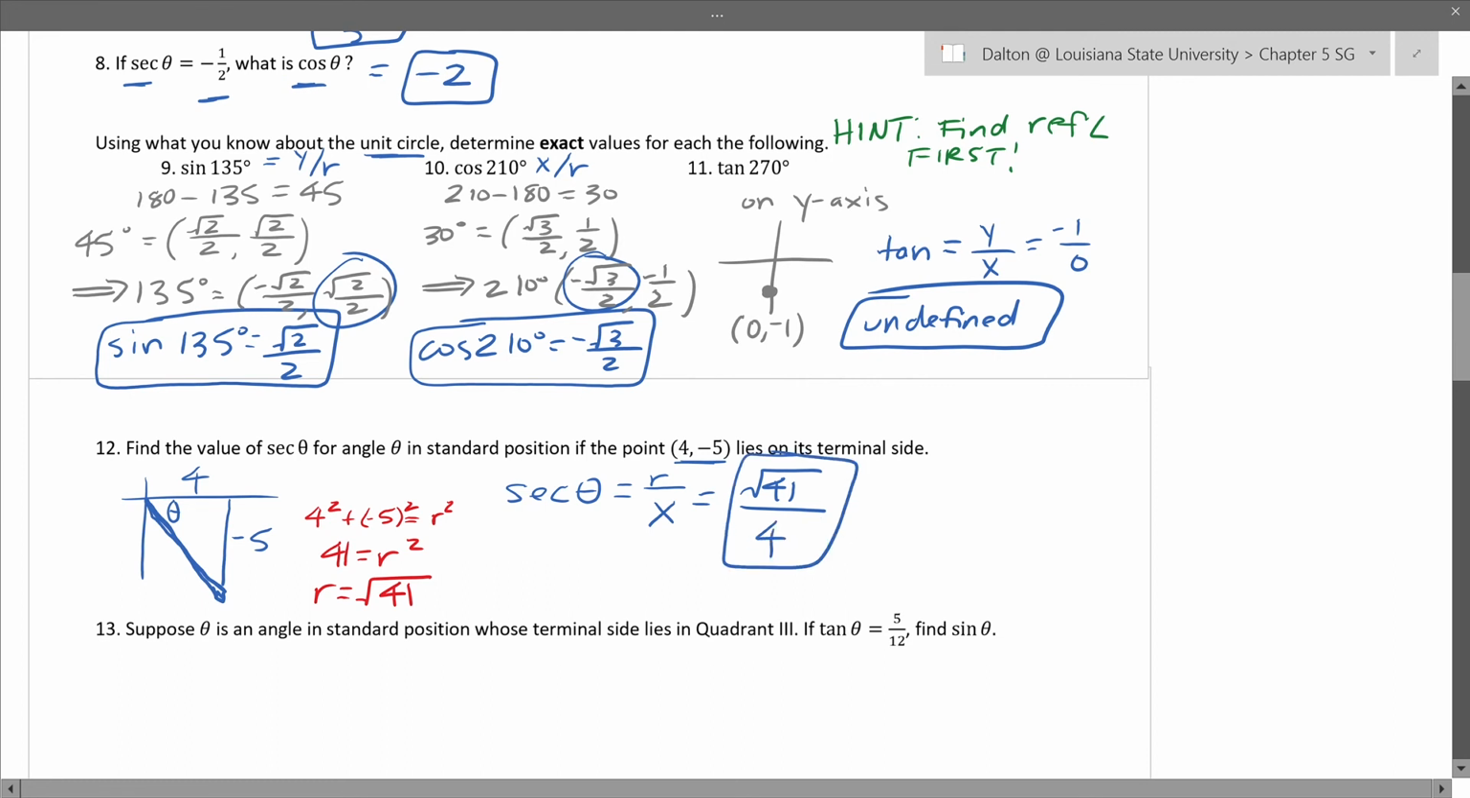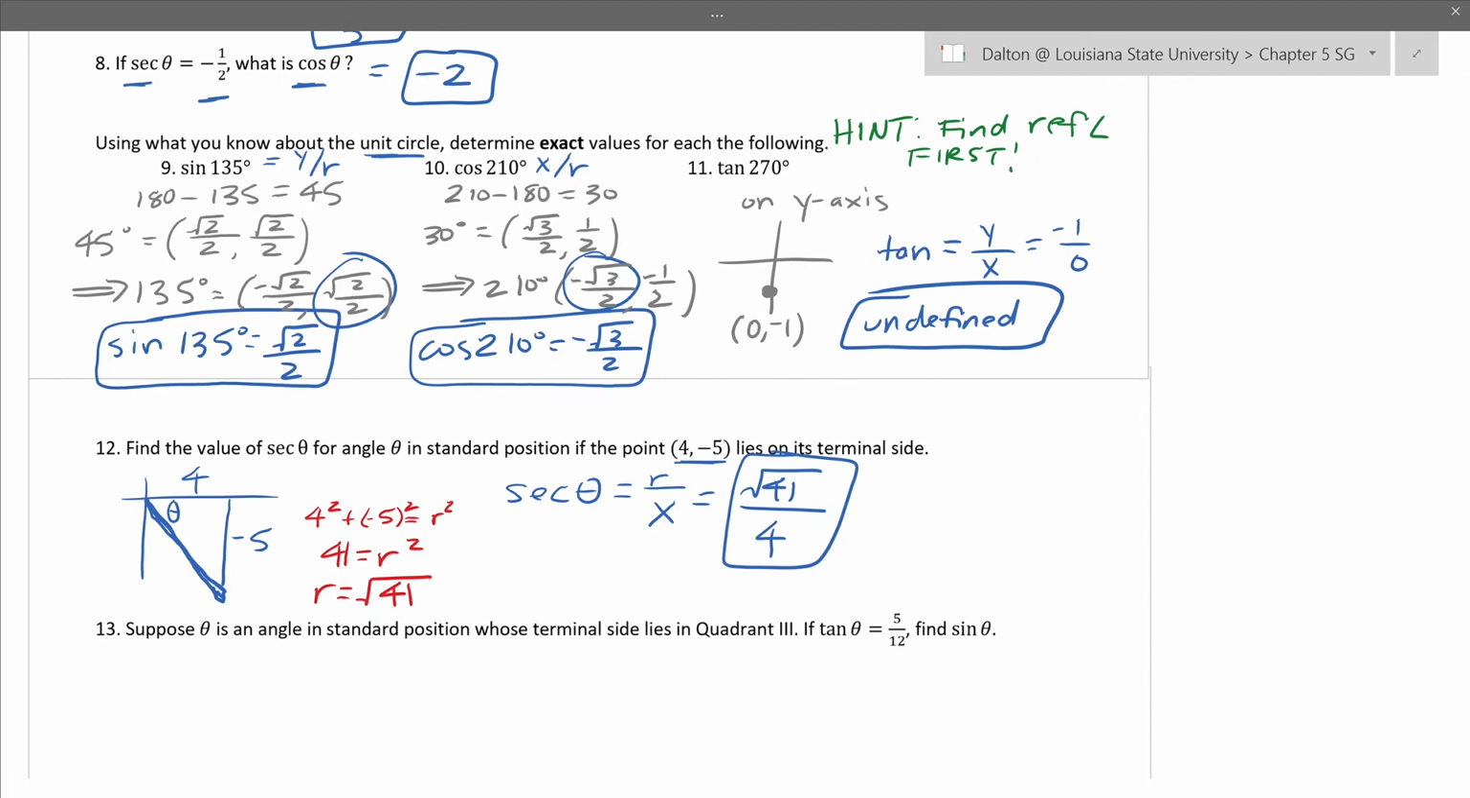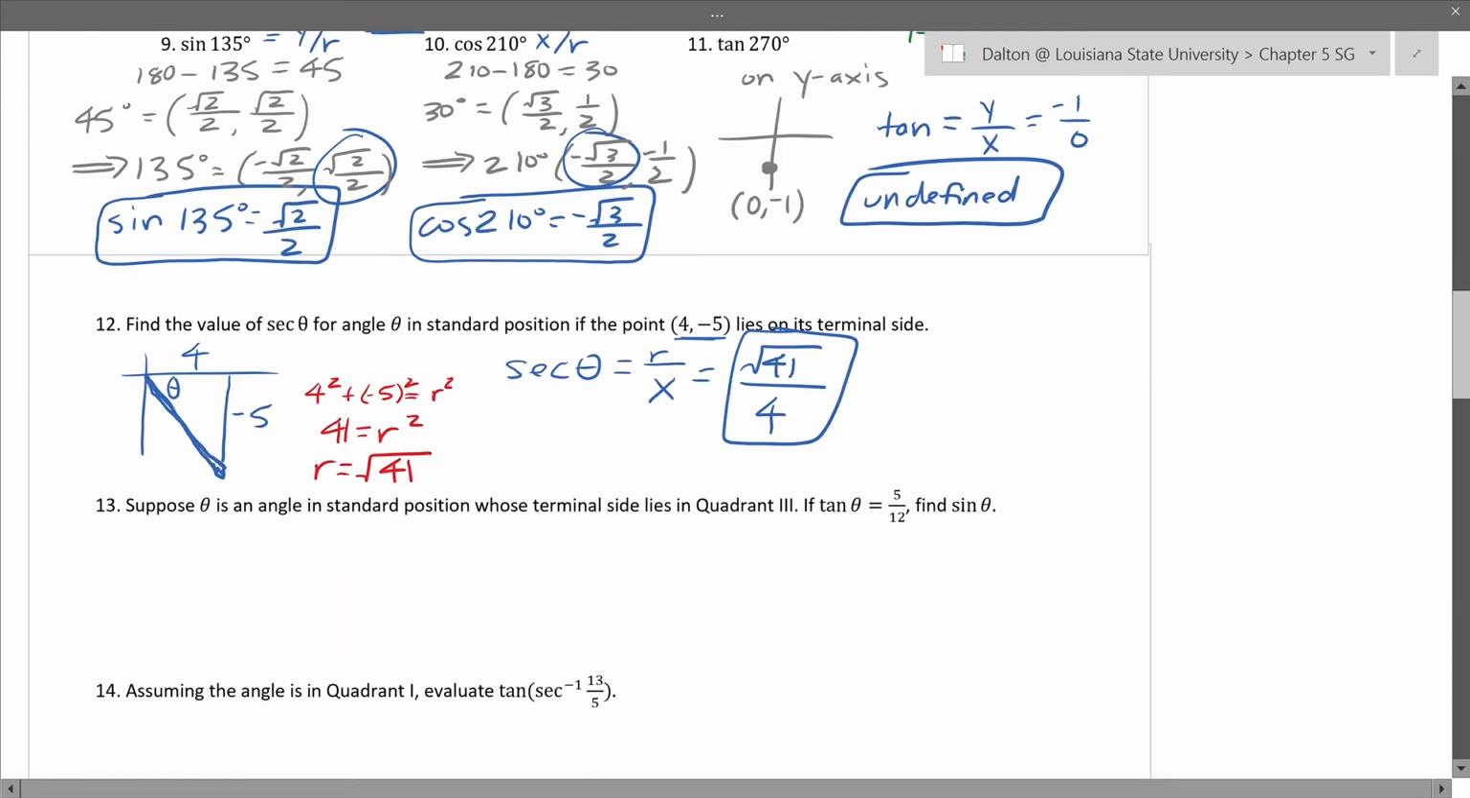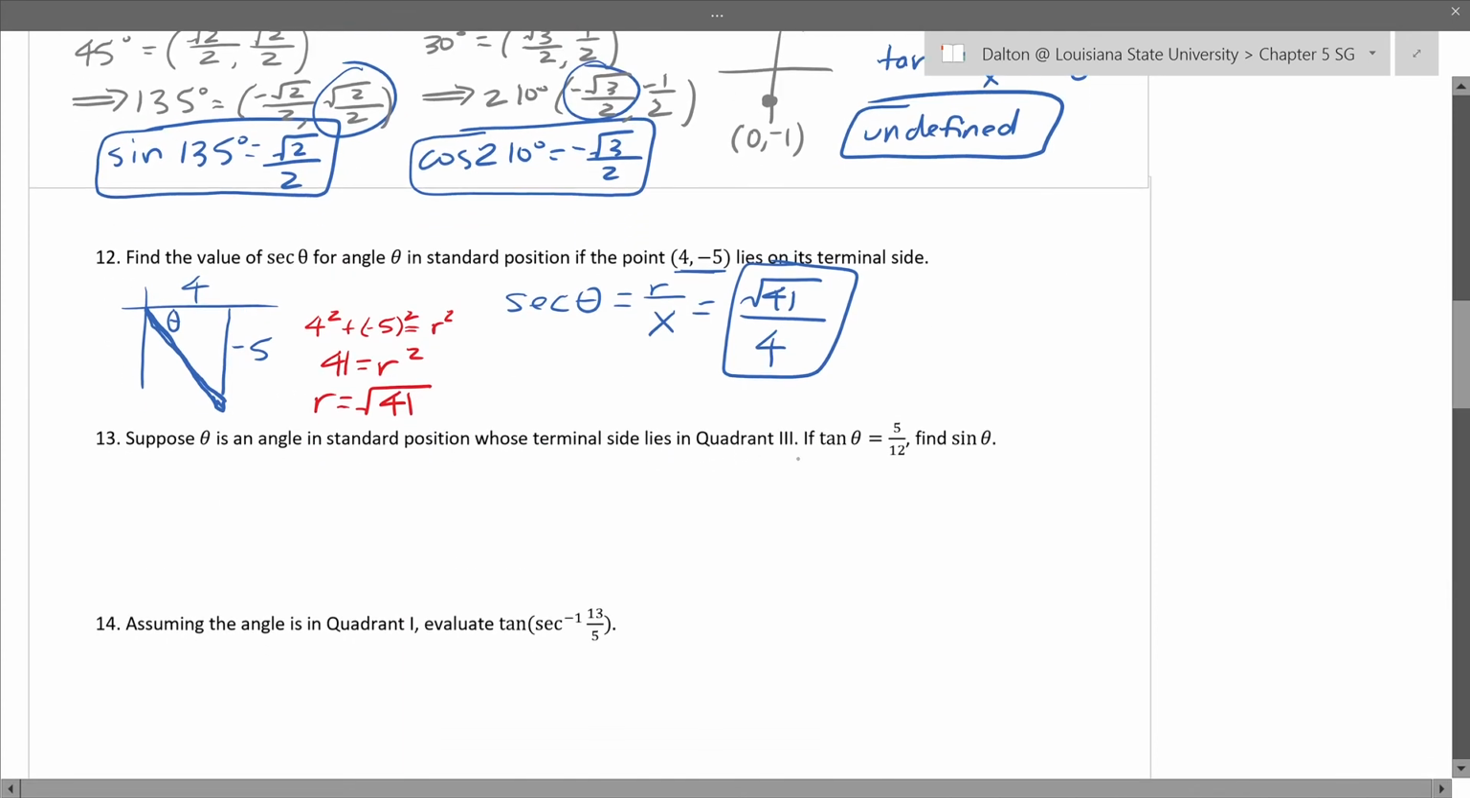Number 13, suppose theta is an angle in standard position whose terminal side lies in quadrant 3. If the tangent of theta is 5/12, find the sine of theta. So this time, it's a very similar question, but instead of telling you the coordinate point, the fact that it's in quadrant 3 gives away the signs. So in quadrant 3, I'm going to have a scenario like this, and we don't really know where it ends per se, but we know it's going to make a right triangle. So you can almost put any kind of hypotenuse there. Call that theta. We know that's 90 degrees.